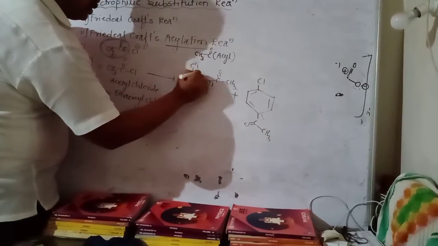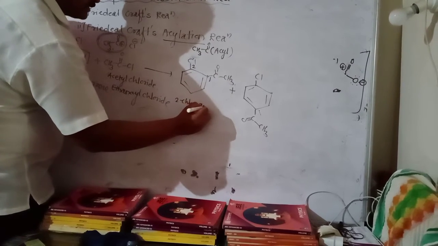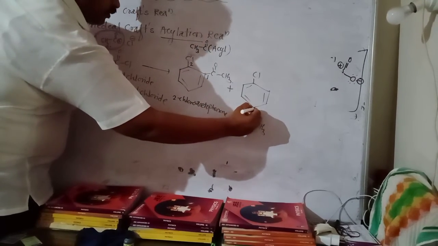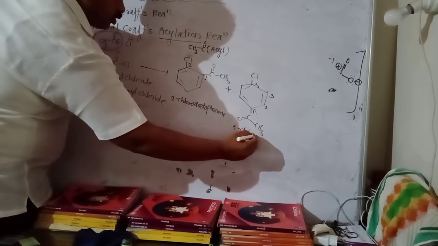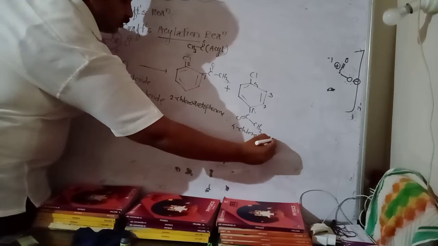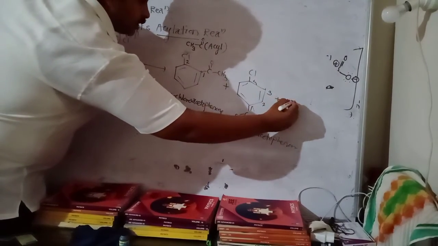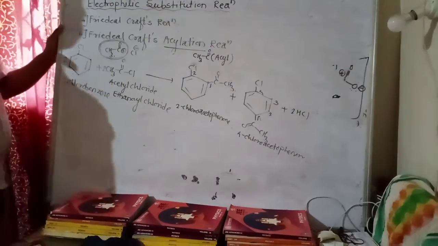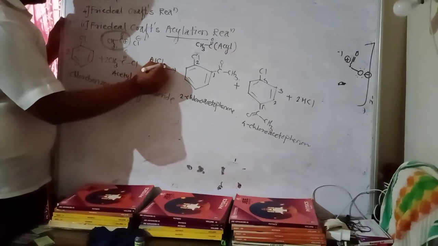Numbering as 1, 2, the name of the compound is 2-chloroacetophenone. Numbering 1, 2, 3, 4, the name of the compound is 4-chloroacetophenone. The remaining byproduct is 2 HCl. We can write 2 chlorobenzene, 2 CH3COCl, students, in the presence of Lewis acid AlCl3.